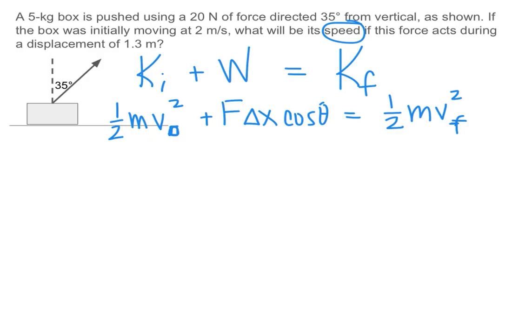All right, so what we know here then is that my initial kinetic energy is 1/2 times 5 times 2 squared. Could calculate what that is. It ends up being about 10 joules.